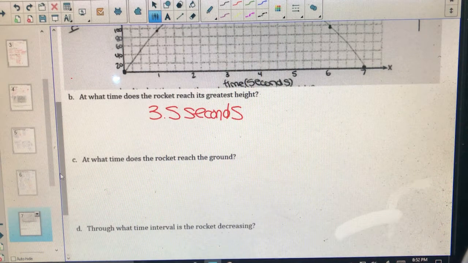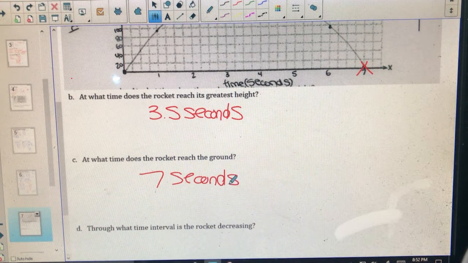Part C, at what time does the rocket reach the ground? Well, it goes up, up, up, and then it comes down, down, down, and boom, at 7 seconds, it reaches the ground. I'm hoping that sounds a little bit familiar to you. A previous problem, I don't remember at the time what number it was. Give me a second to look back. Number 9. We solved this algebraically, and we got the same answer, 7 seconds. Now we're just doing it graphically.